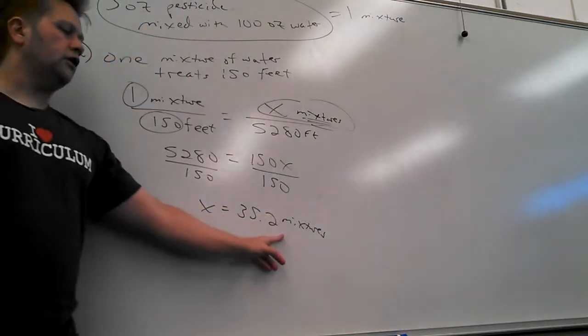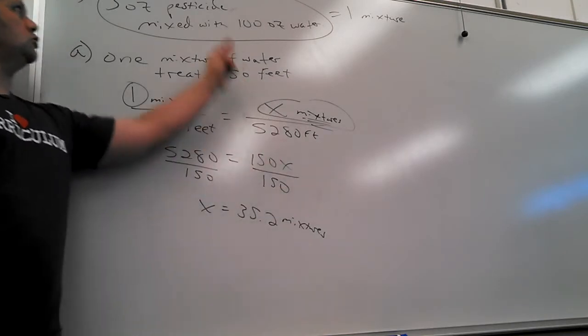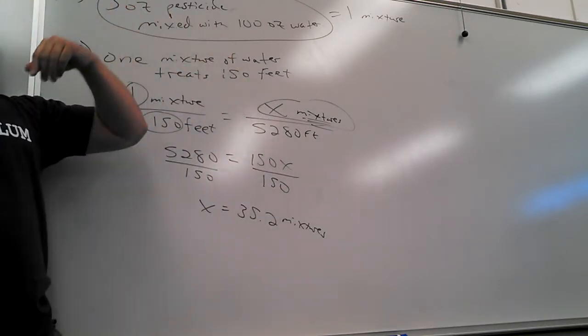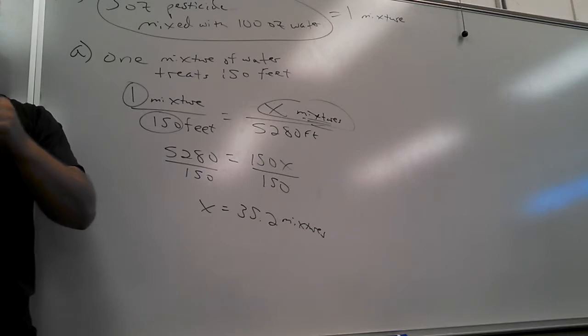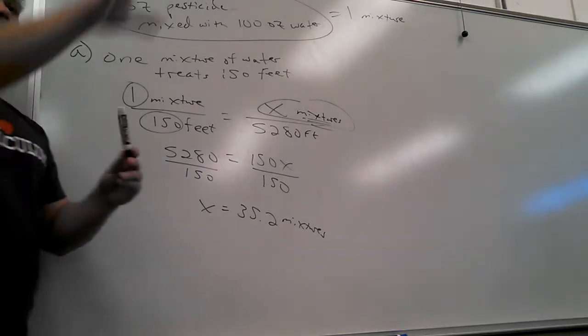So if I need 35.2 mixtures, and every mixture needs 3 ounces of pesticide, how many ounces of total pesticide do you need? 11.7. I know what you did, you got to be careful. So let's try to set it up.